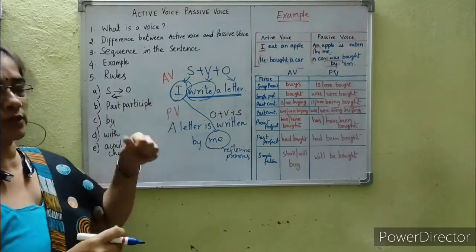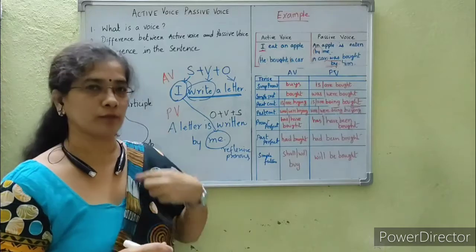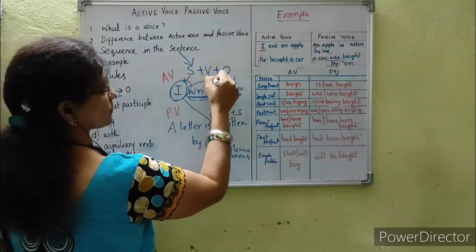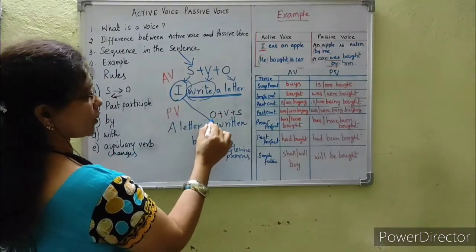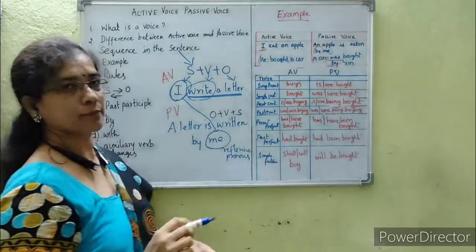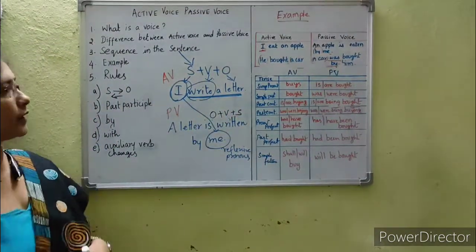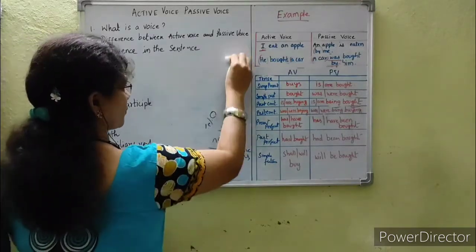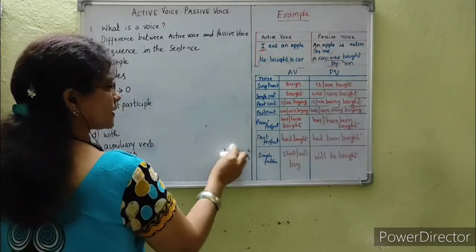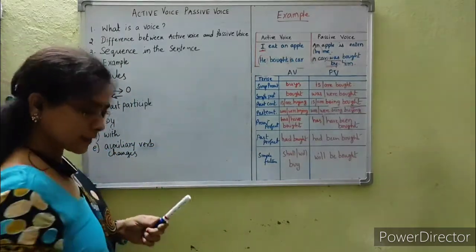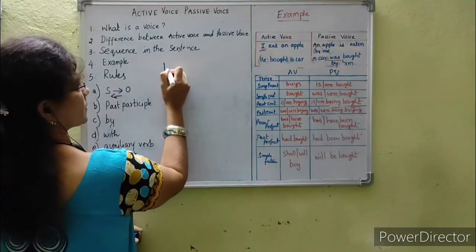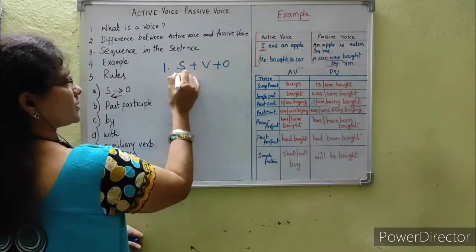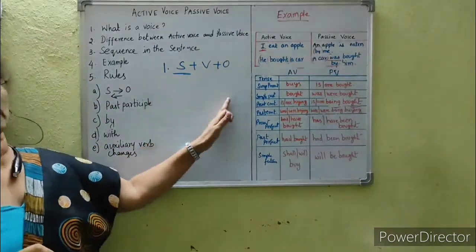Let us see, there are some rules when you write active voice and passive voice. The order and the sequence in the active voice is subject plus verb plus object. In the passive voice it is object plus verb plus subject. There are certain rules when you write this. First and foremost, the doer in the sentence will not change. As I told you, the doer is the subject itself.